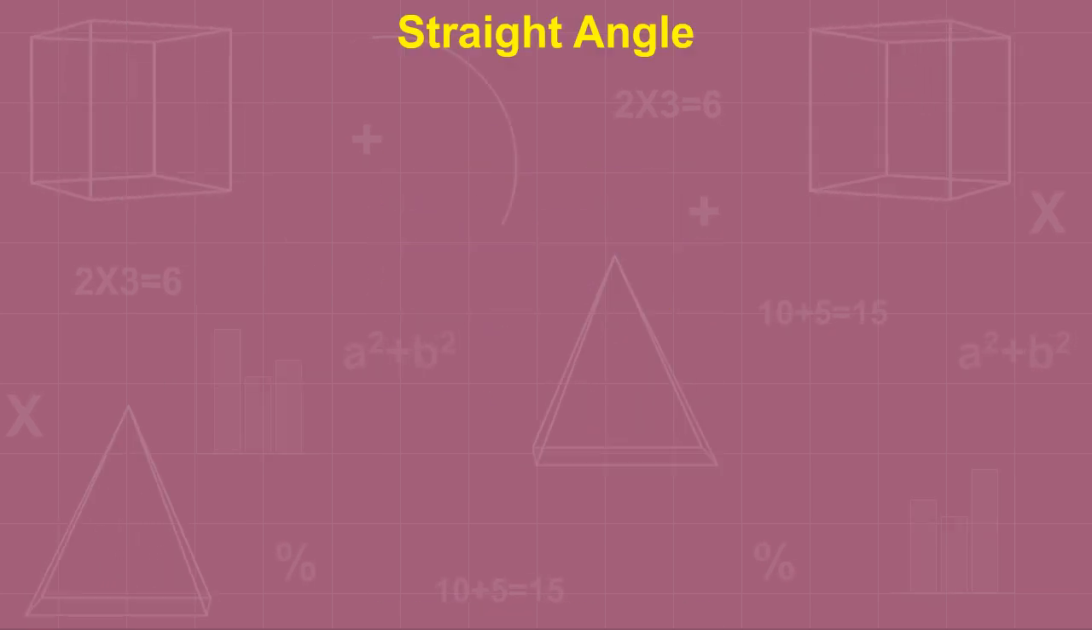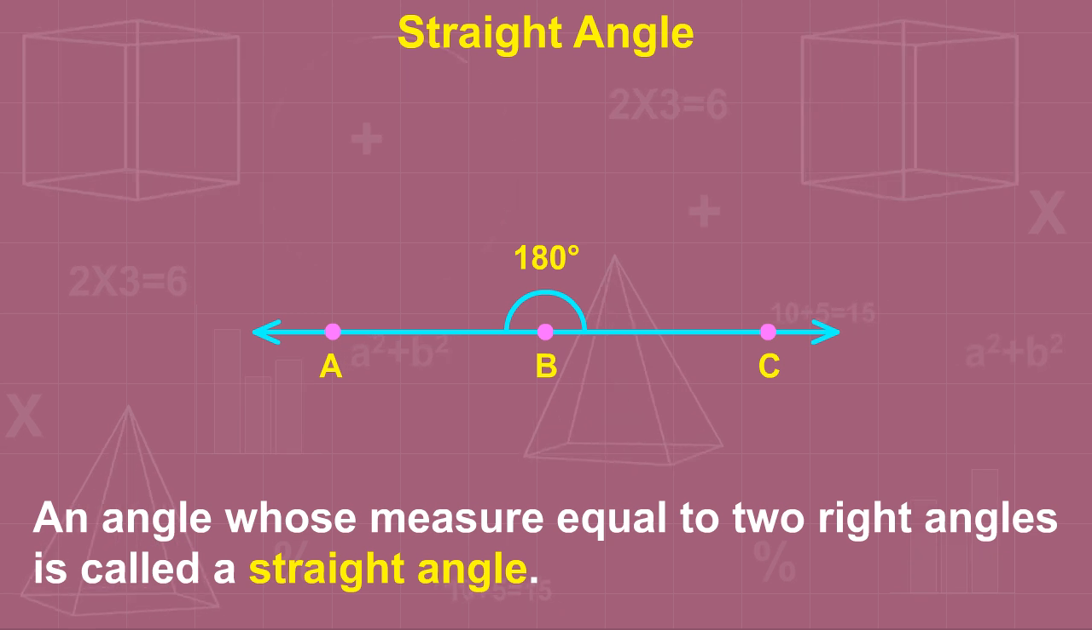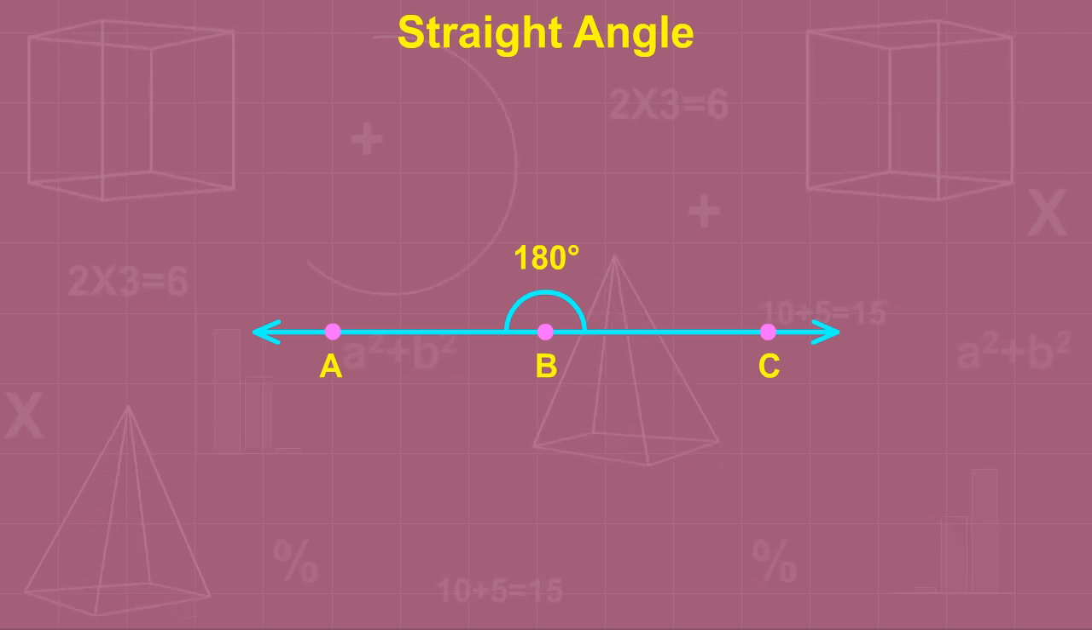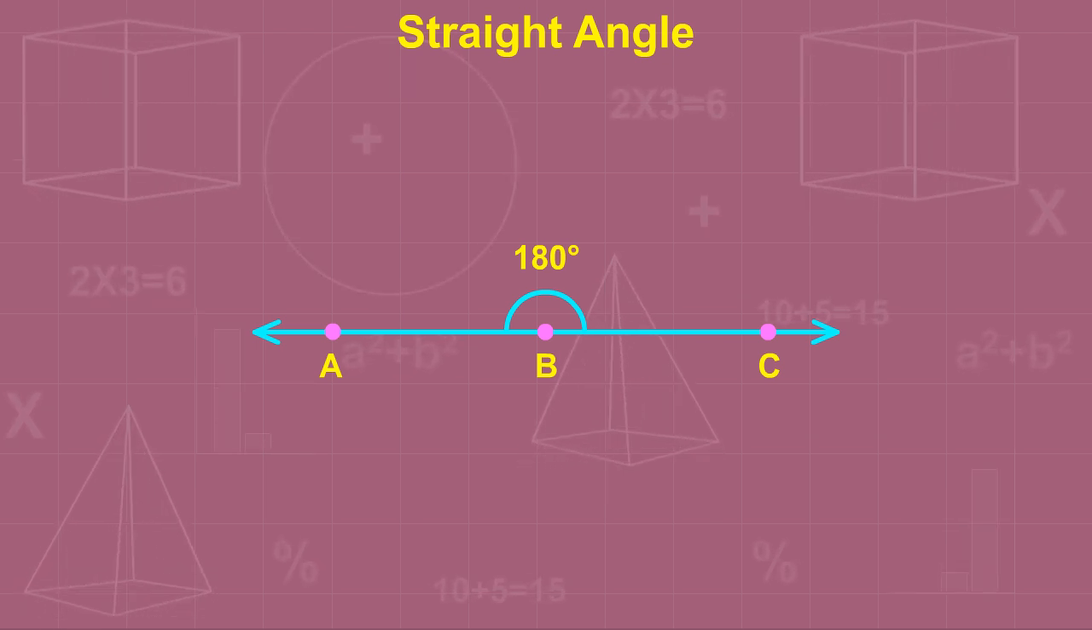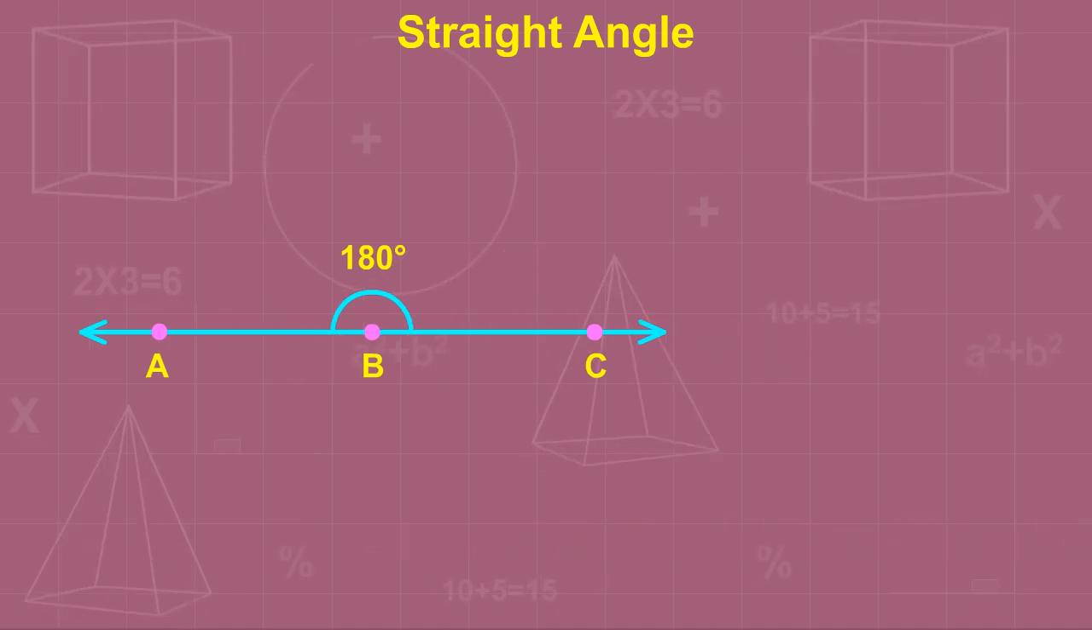Straight angle. An angle whose measure is equal to two right angles is called a straight angle. It can also be formed by arms of an angle forming a straight line. For example, angle ABC is a straight line.